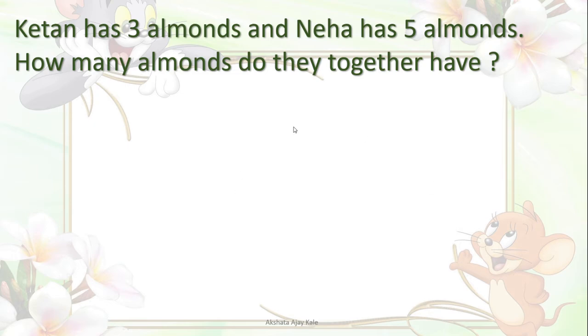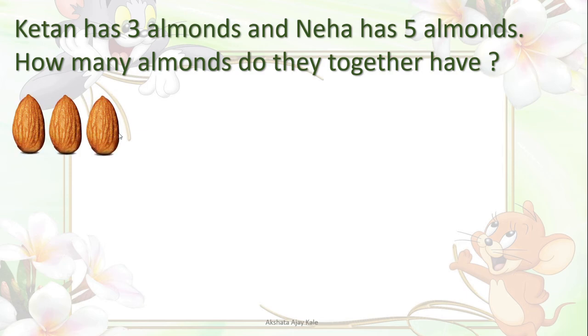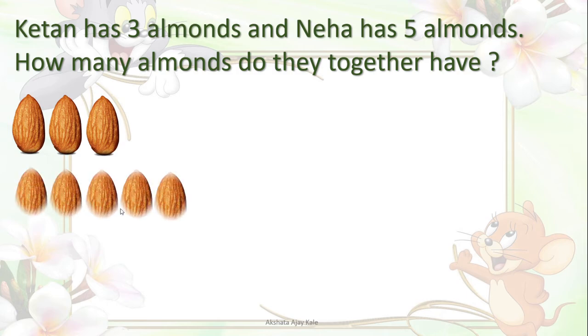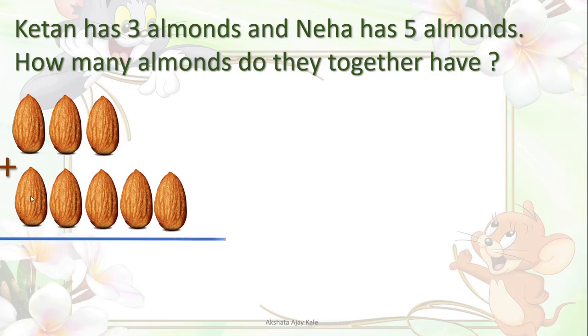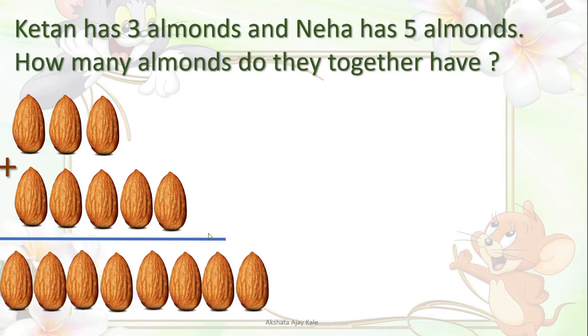Here we will go through slowly. First, here Ketan has 3 almonds. Okay. Next, Neha has 5 almonds. We will add all these almonds. Then what we will get? Yes, here 3, 4, 5, 6, 7, 8. Total 8 almonds. Isn't it? You know how to do this. Correct? Same thing we will write in the tabular form.